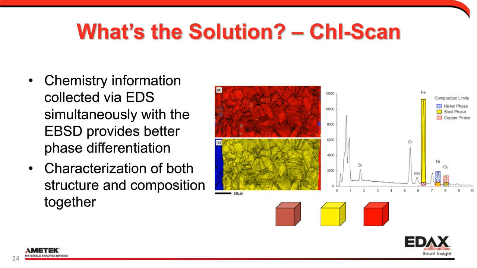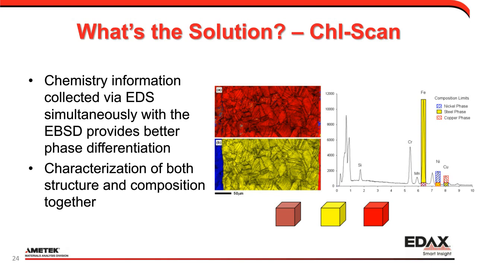So in this example here, we have 3 different phases. One's nickel, one's steel, and one's copper. So we can look at the spectra and decide, well, when it's iron-rich, it's obviously going to be the steel phase. When it's nickel-rich, it will be the nickel phase. And when it's copper-rich, it will be copper. We can define the phases by the chemistry and then determine the orientation via EBSD. So we get a full characterization of both structure, crystallographic structure, and chemical composition.